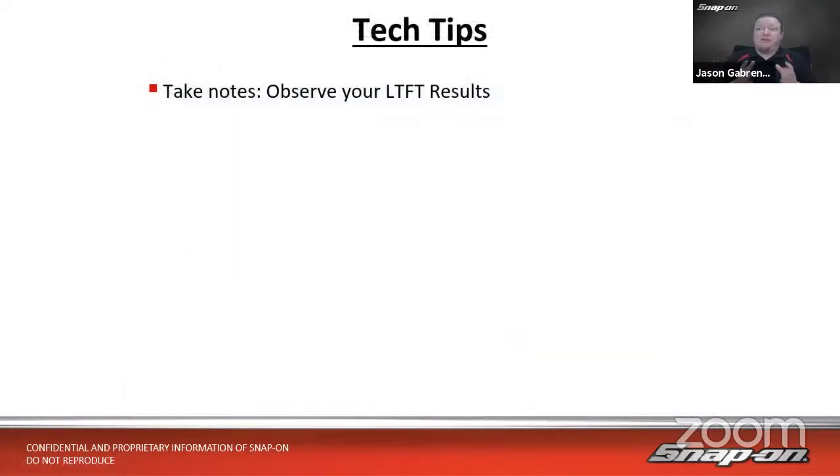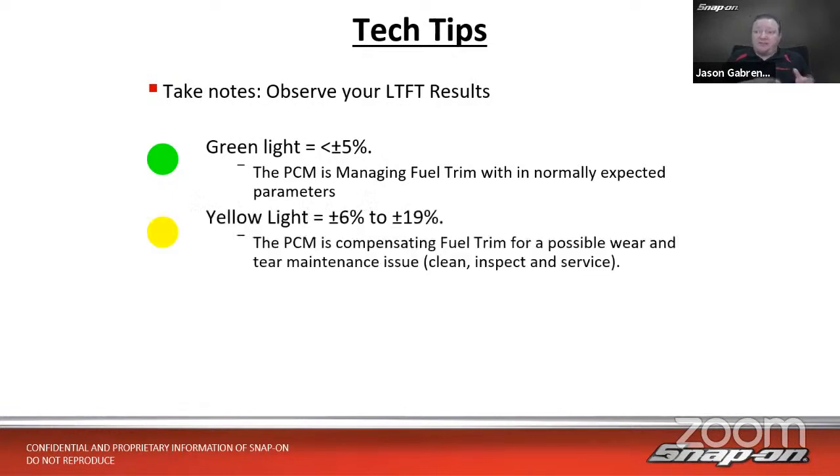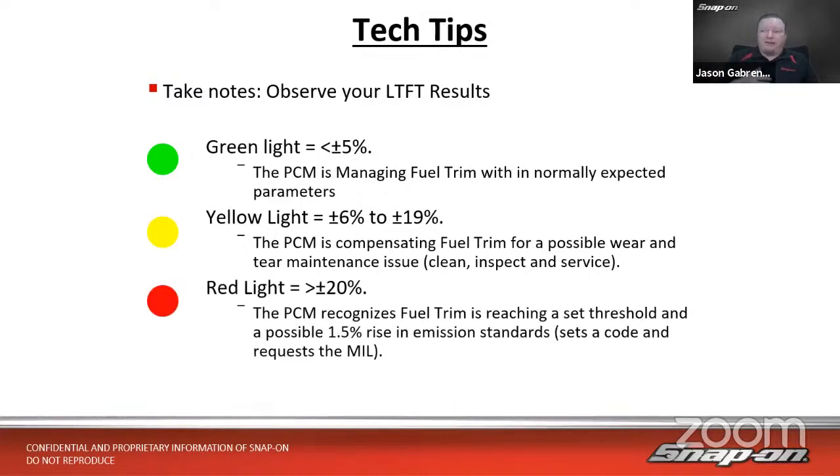So take notes. Look at that long-term fuel trim and the short-term fuel trim at idle. If you're looking at plus or minus 5% on either, you're in good shape. It's doing what it's supposed to be doing. If we get to 6 to 19% plus or minus, we have a problem. It is compensating for maybe a wear item, maybe a small vacuum leak, something of that nature. It's compensating, not a lot, but enough. And then red light, anything over 20%, it's probably going to set a code anyways. Anything over 20%, you have a major problem, and you'll probably notice it in the drivability. And like I said, you'll probably get a light.